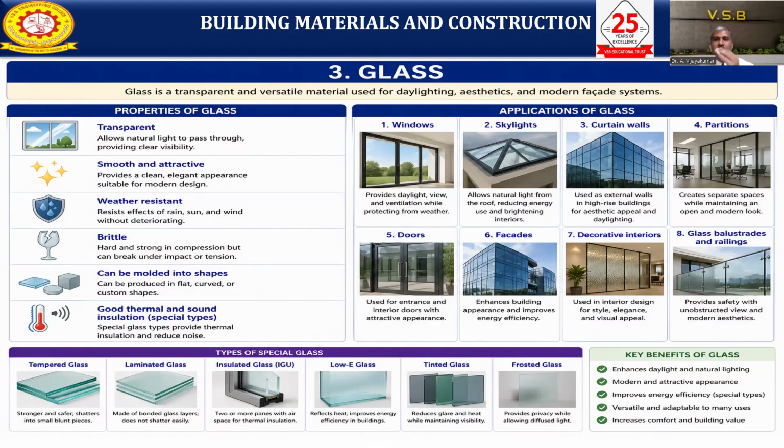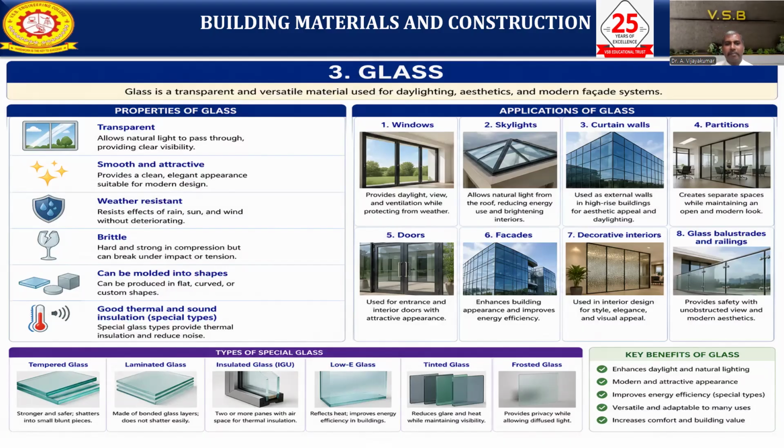Glass we can use for windows, skylights, curtain walls, partitions, doors inside walls, exterior doors and facades, and decorative interiors. In a lot of apartments and hotels we see more decorative purposes, which used to be served by steel only. Glass balusters and railings can also be used. We get a more stylish, elegant and visual appeal by using glass materials.